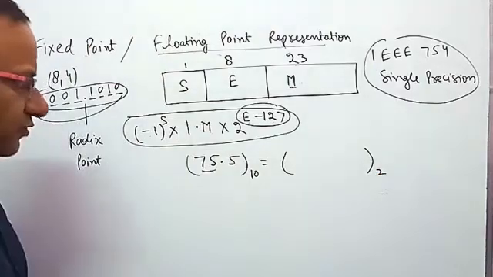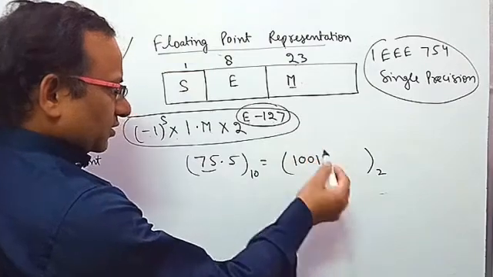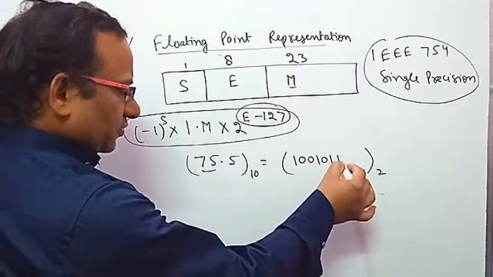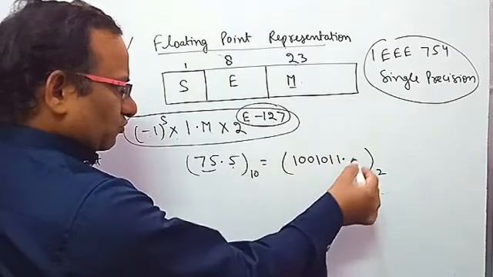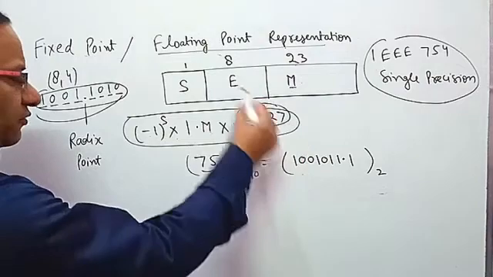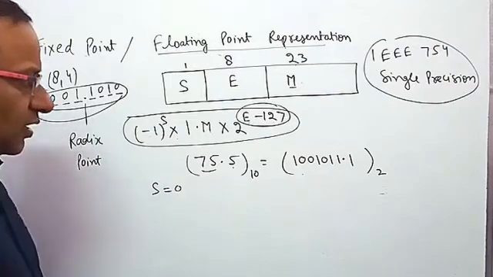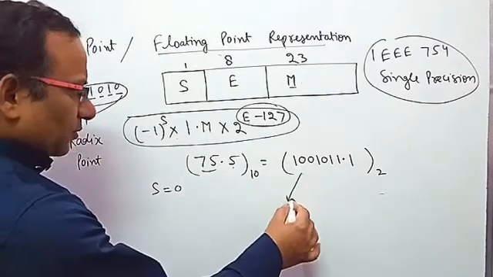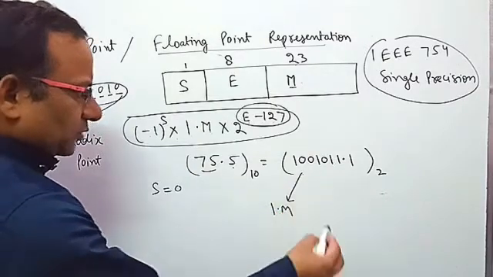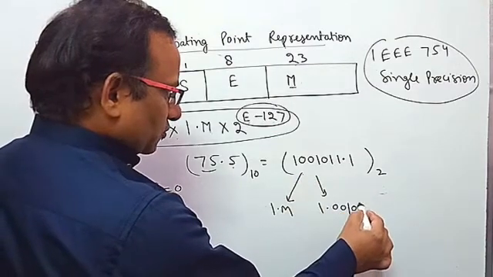The binary equivalent of 75 will be: 64, no 32, no 16, 8: 64 plus 8 is 72, and so on up to 75. Then 0.5 into 2 is 1, so this is the fractional part. This is the binary equivalent, and to store this in floating point representation, since the number is positive, the sign bit will be 0. And to represent this in normalized form, we need to write it as 1 dot mantissa. So this can be represented as 1 dot 0 0 1 0 1 1 1.